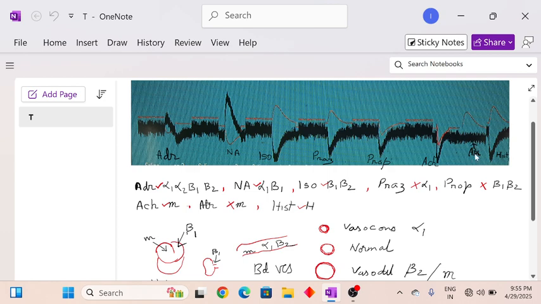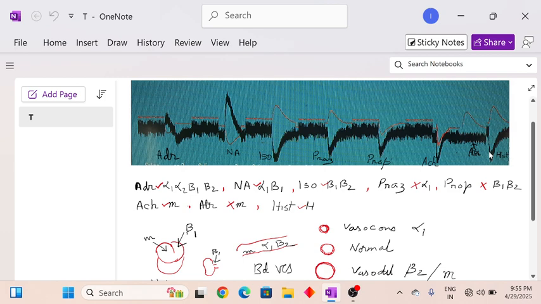Coming to the next drug, that is atropine. Atropine blocks the muscarinic receptors in the blood vessels. There is no effect on the blood pressure because acetylcholine does not directly decrease the blood pressure. That's why atropine does not affect the blood pressure. But atropine, by blocking the muscarinic receptor in the SA node, increases the heart rate. It causes tachycardia.